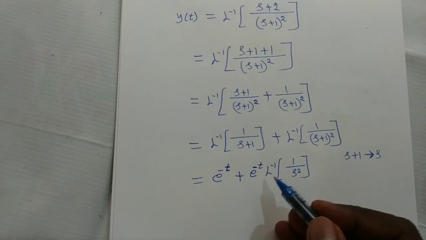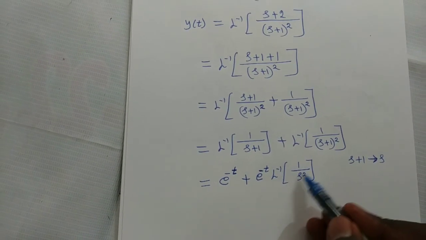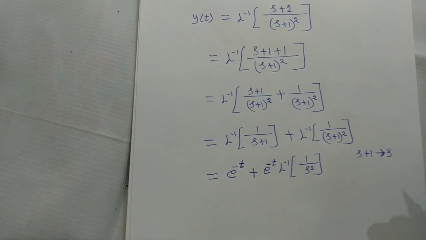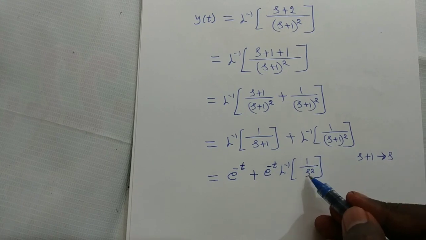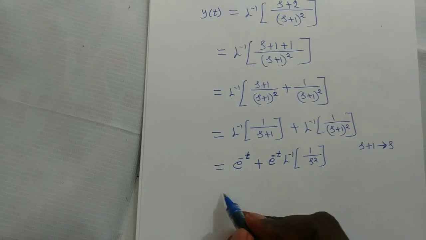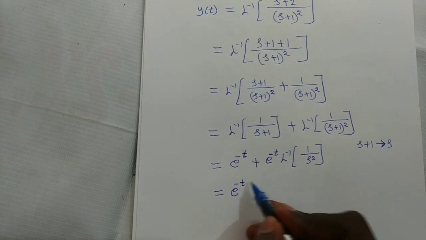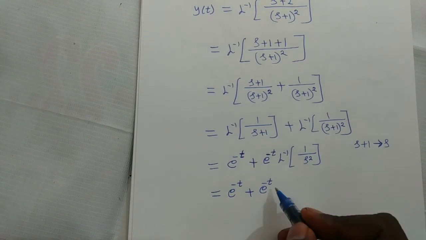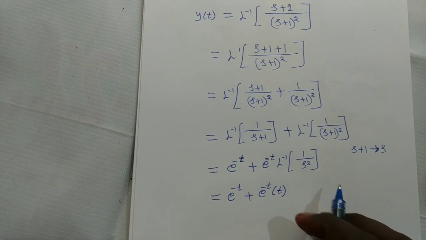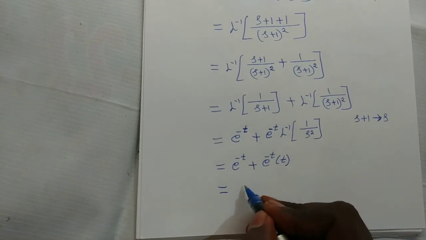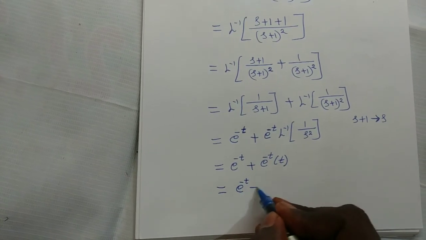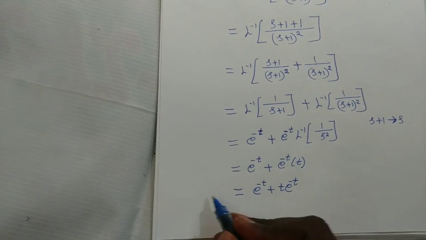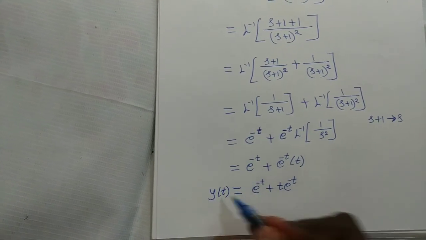And next I am going to apply the formula L inverse of 1 by s square. L inverse of 1 by s square is t, because you know this is also the formula L inverse of 1 by s power n. So that this is e power minus t plus e power minus t into L inverse of 1 by s square, which is t. So this is the answer of the problem. So e power minus t plus t into e power minus t. So this is the solution of the given differential equation.